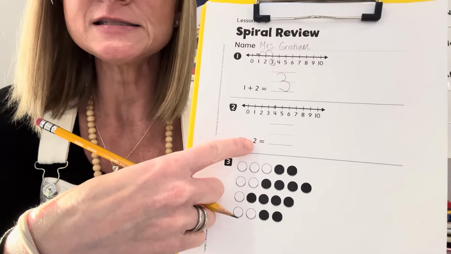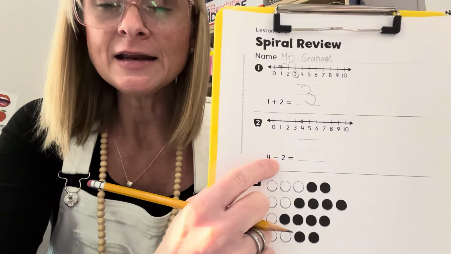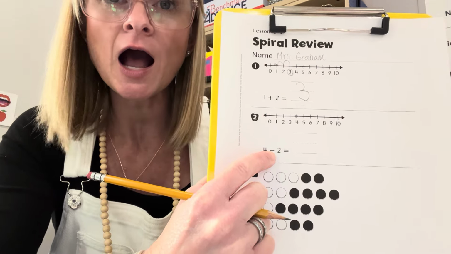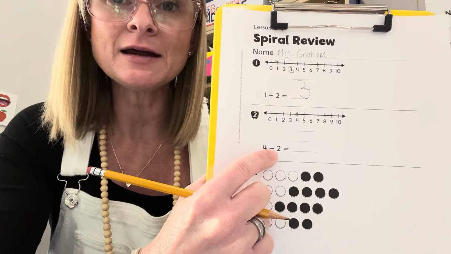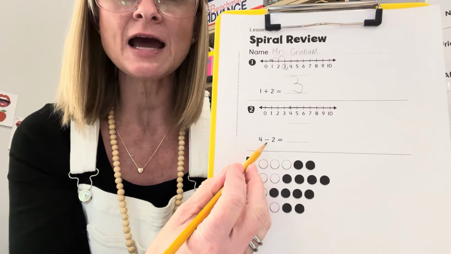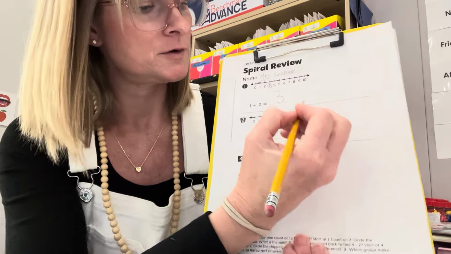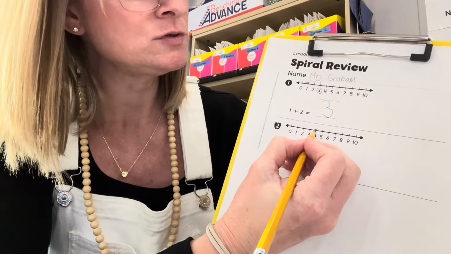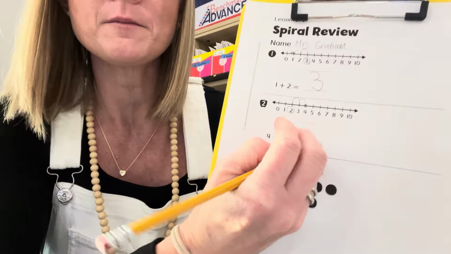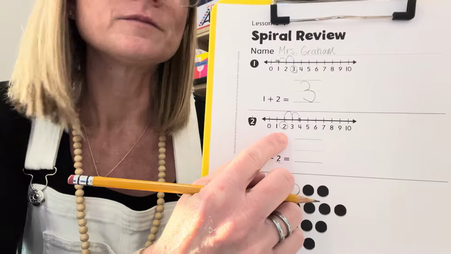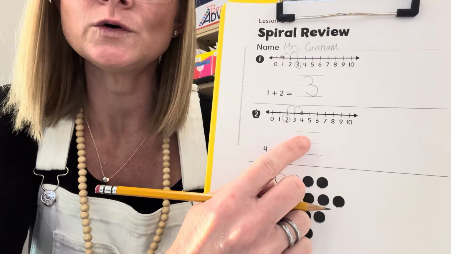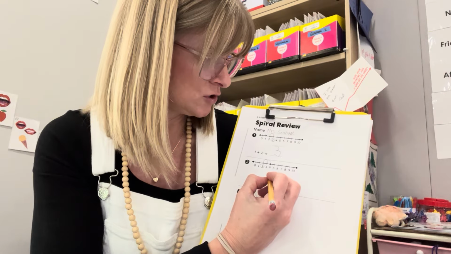4 minus 2. So now, Linus the minus does not say we're adding more. It does not say we're counting up the number line. Linus the minus says you're counting down. The number has to get smaller. So we're going to count down 2 hops. So we start at 4. I'm going to hop 2 times. 1, 2. Circle your stopping number. 4 minus 2 equals 2. Great job, friends. So we're going to write the number 2.